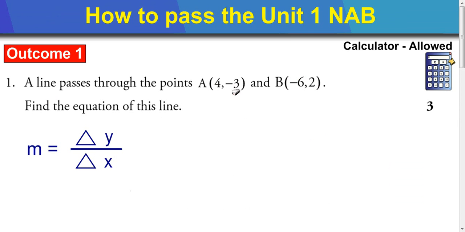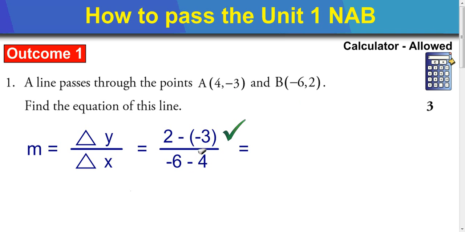Make sure you use your y values on the top. A common mistake is to put y's in the bottom and x's on the top, and you lose marks for that, obviously. So we're doing 2 subtract -3 on the top, and -6 subtract 4. You get a mark for writing that, so that's 1 out of 3.